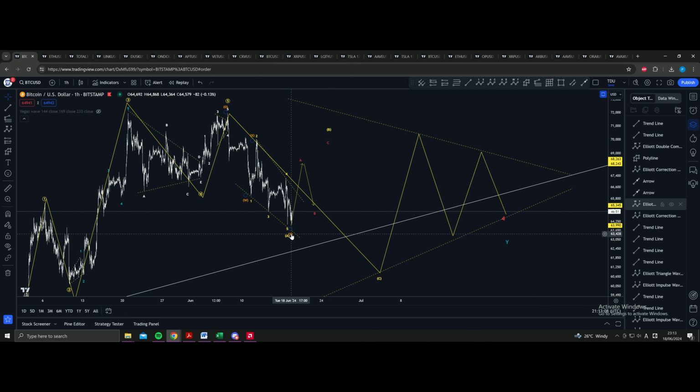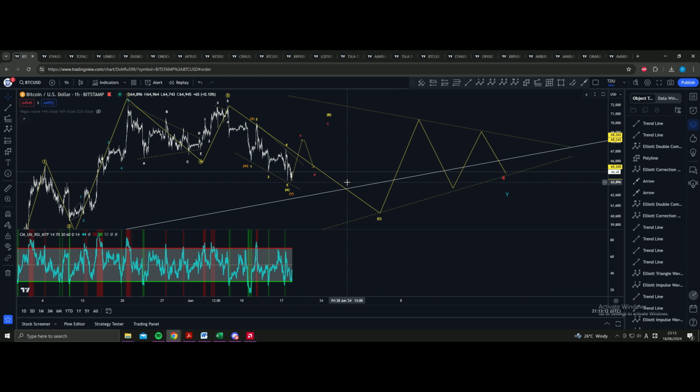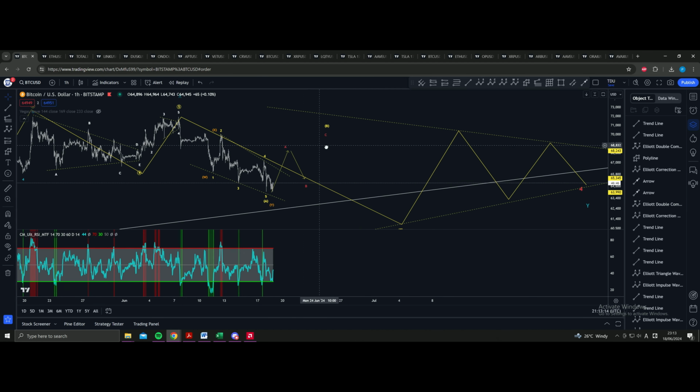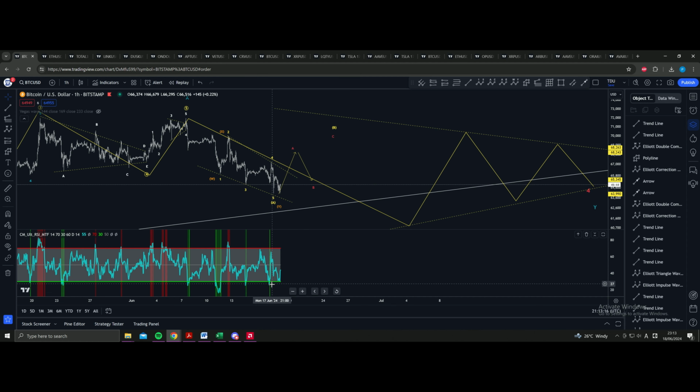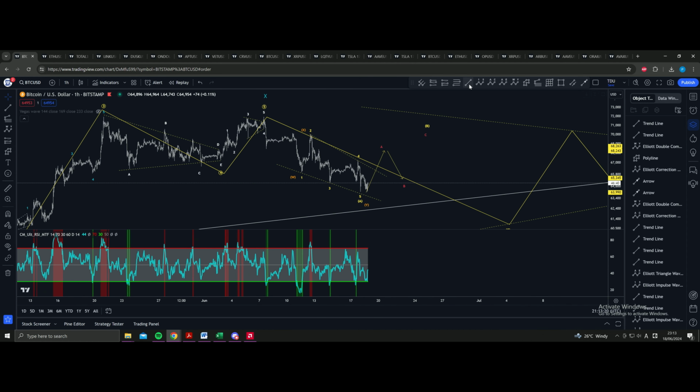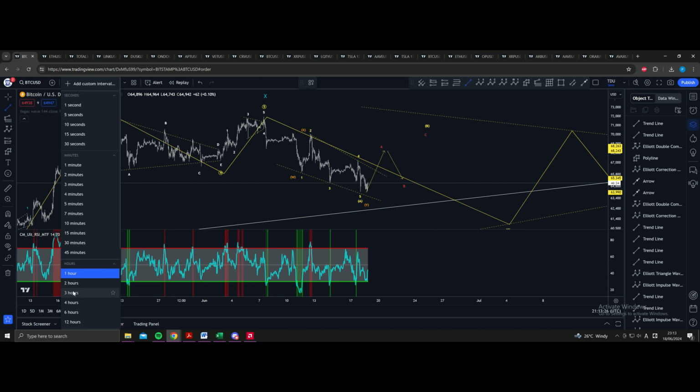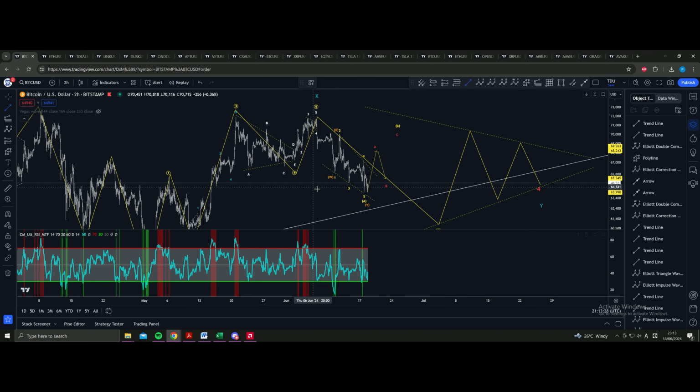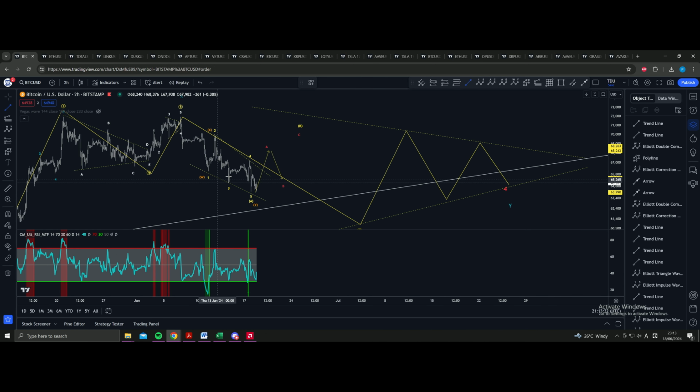Again, I'm gonna say that I think it's less likely, but are we gonna have a rally? Looks like we could.